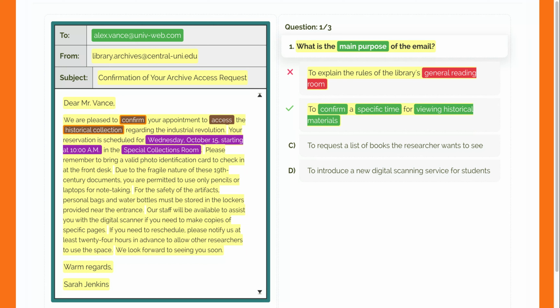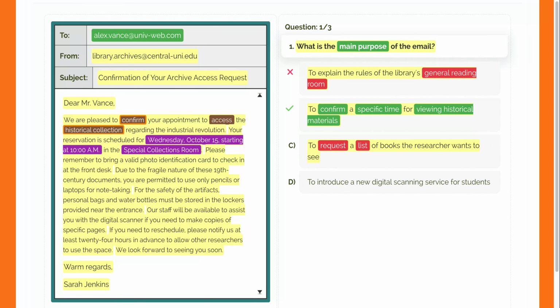Next, we'll examine option C, to request a list of books the researcher wants to see. This choice suggests the library is asking for a request or a list, but the email says the archive access request was already made and is now being confirmed. The library is not asking for more information. They are giving information about the existing request. This is incorrect.